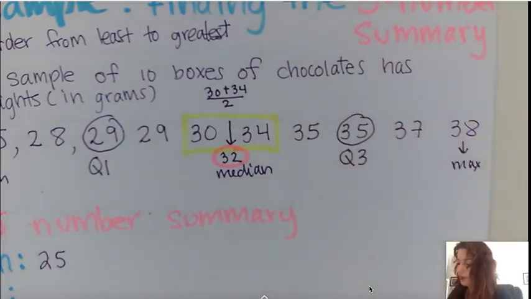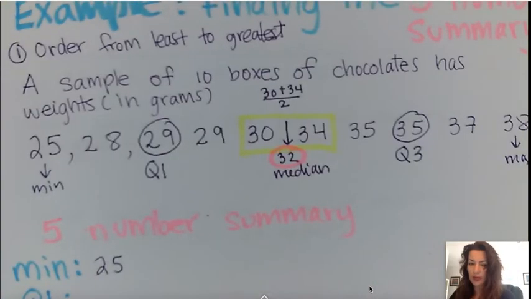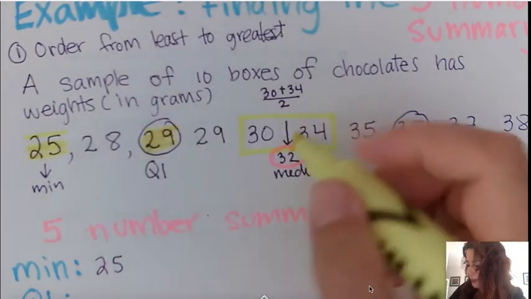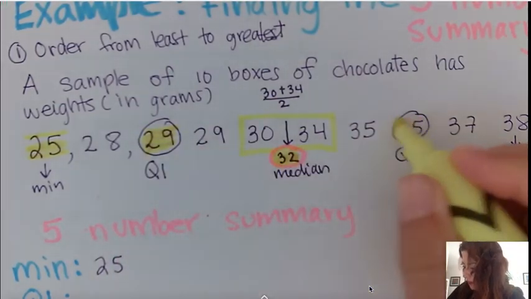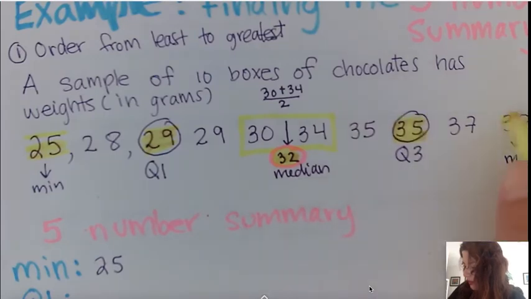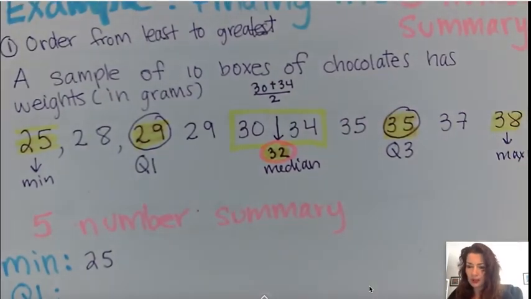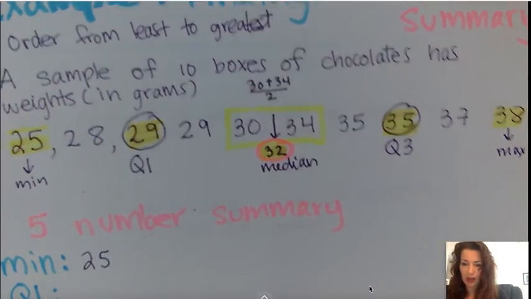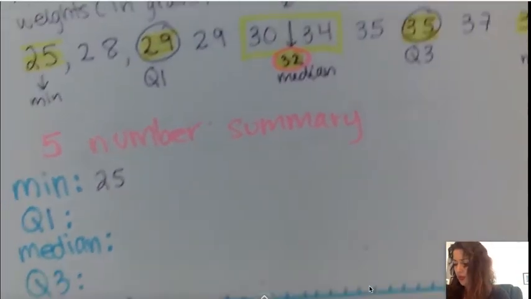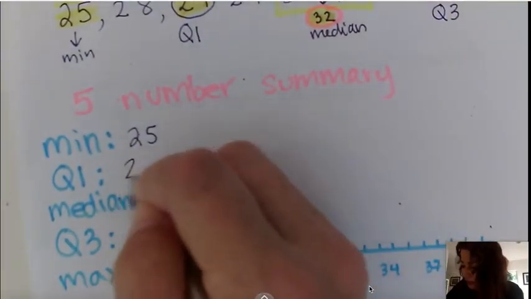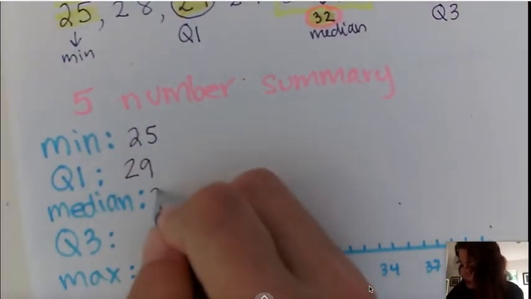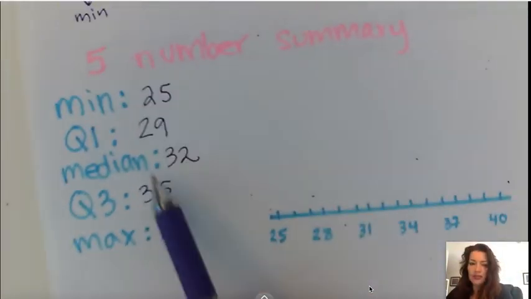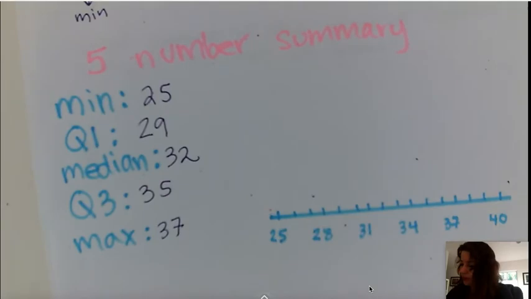All right, so now that we have our 5-number summary, this is our minimum, our Q1, our median, our Q3, and the maximum. Using these 5 numbers, we're going to draw a box plot. So I will rewrite those numbers here so we can see it. So 29, the median is 32, Q3 is 35. All right, so this right here is our 5-number summary.